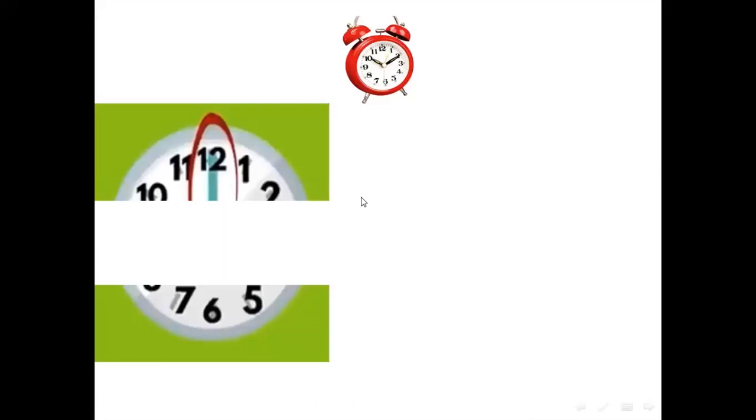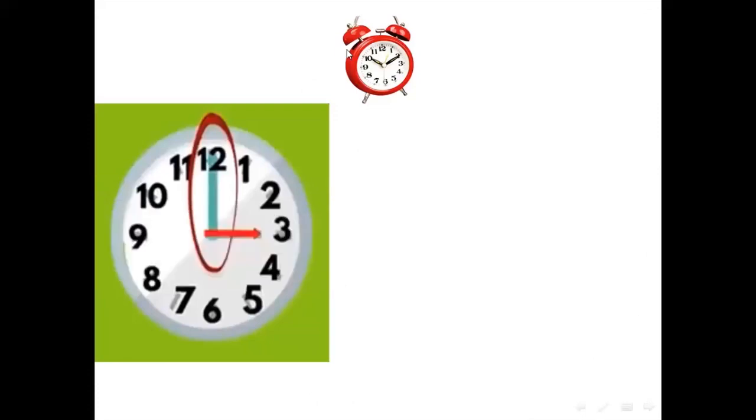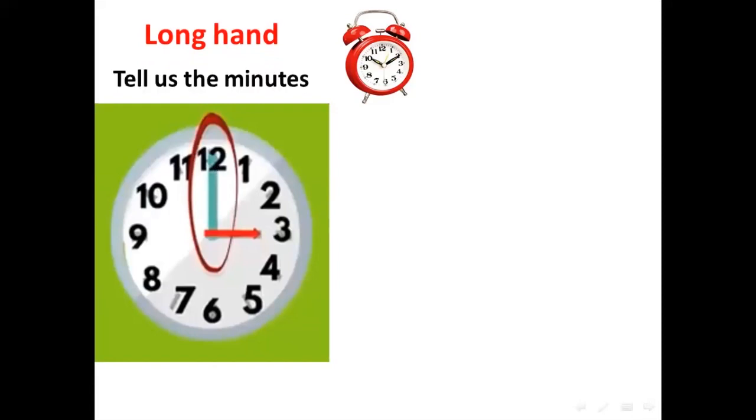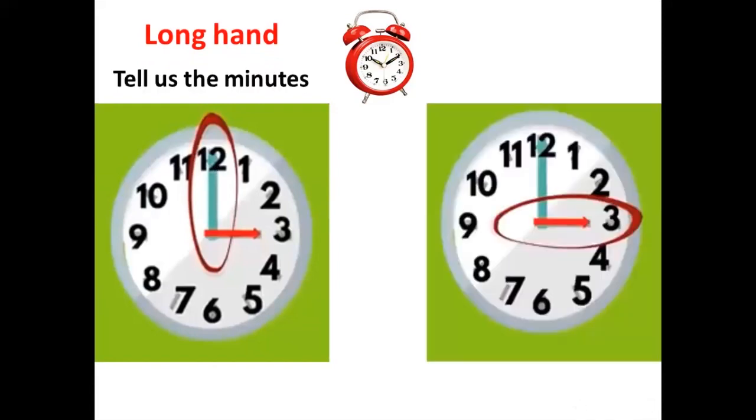Okay, how do we tell the time in the analog clock? When we find the long hand on number 12, it means o'clock. It means what? O'clock. And when we find the short hand on any other number, it tells me the hour. We said before, the short hand tells me the hour, okay?